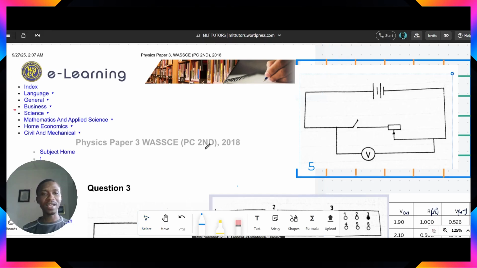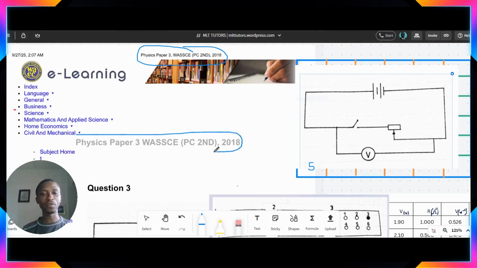In today's class, we are looking at physics, and the topic of discussion is physics alternative practical. This is meant for you guys that are preparing for WAEC, GCE November/December, as well as NECO GCE. Precisely, we are looking at question 3, which is on electricity.